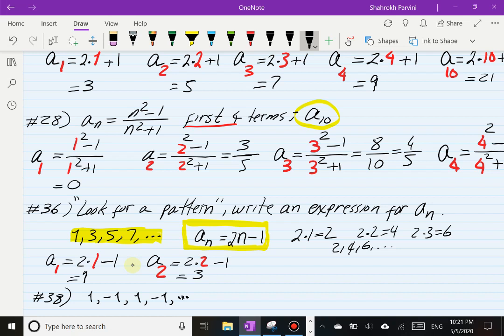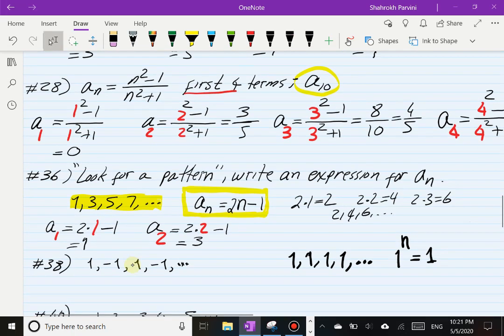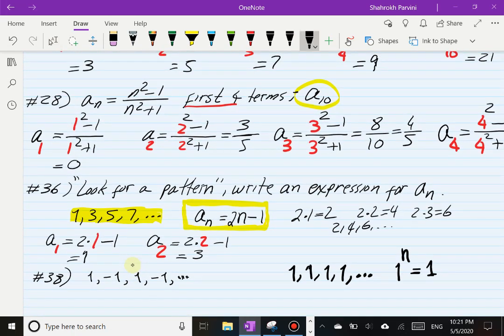Now, for this one, ignoring the negatives, in other words, this is what I'm seeing: 1, 1, 1, and 1. Looks like no matter what n is, the output is always 1, right? So as n goes from 1 to 2 to 3 to 4 and so on, this is always 1. Well, isn't 1 to any power 1? 1 to the n power is 1? So it looks like that's probably going to be the function, isn't it? And of course, as you can see here, 1 to the nth power always gives you 1.